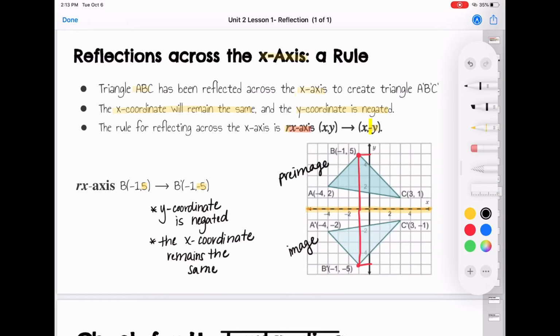This is the case for every single vertex that we see on this pre-image. So for example, vertex C, when we get a reflection across the x-axis, we negate the y, giving us a -1. And for vertex A, we negate the y, giving us a -2.